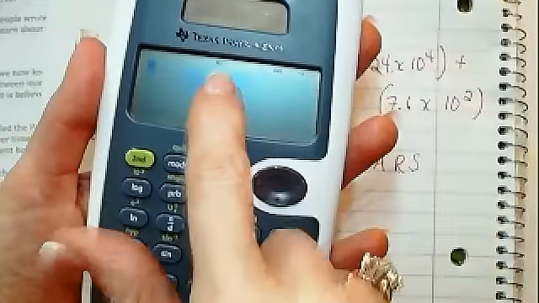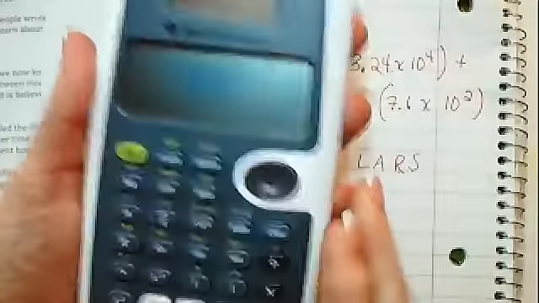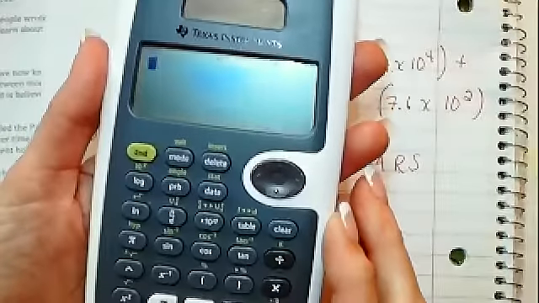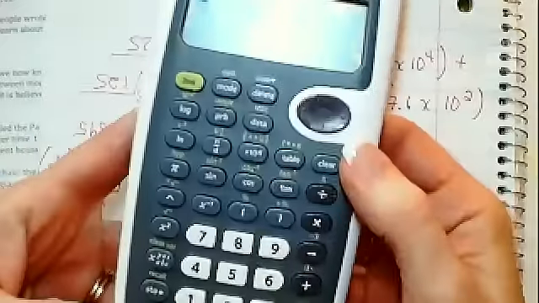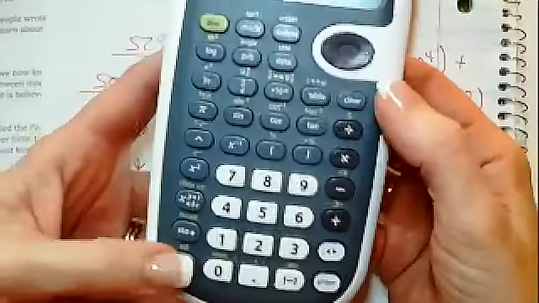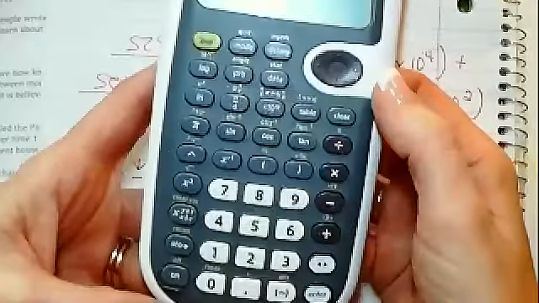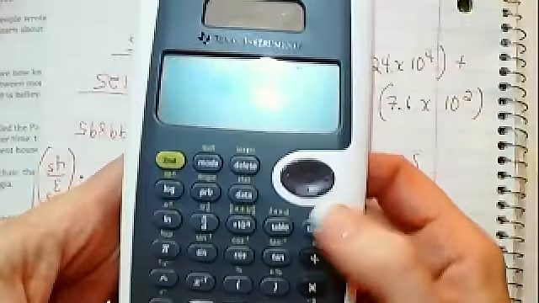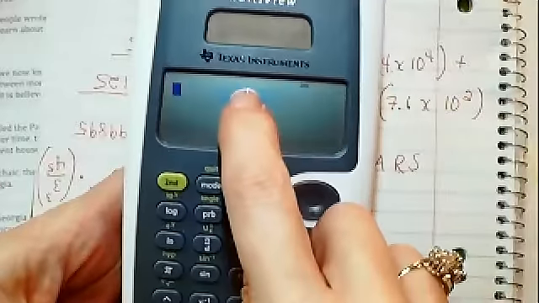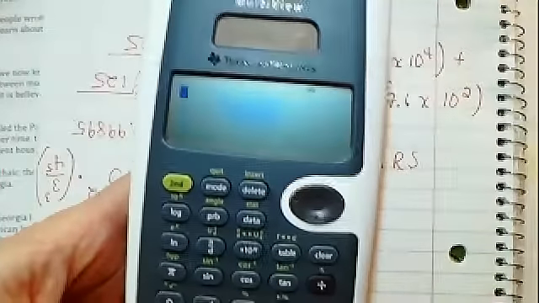Now your SCI is still there. That means your calculator is still in scientific notation mode, and it will be until you change it back or you clear your calculator by hitting clear and on. So everybody hit clear and on at the same time. Memory cleared, and to get those words off the screen, hit clear again. Now my SCI is gone. That means my calculator is back in normal mode.